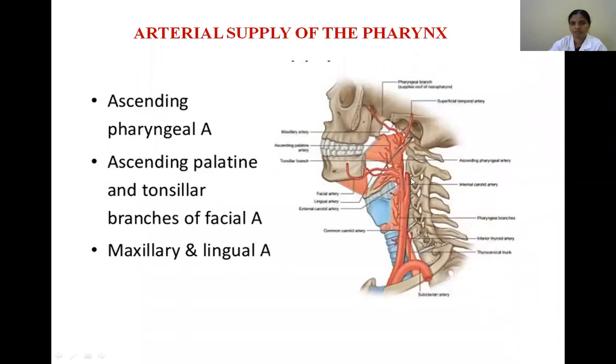Then what is the arterial supply of the pharynx? The arteries are derived from the external carotid artery. The first branch of the external carotid is the ascending pharyngeal artery, which provides an important artery to the pharynx. Then the ascending palatine artery and the tonsillar artery, an important artery to the tonsil, also supply the pharynx. Then the maxillary artery and lingual artery also provide some branches to the pharynx. So the main branches are derived from the external carotid artery.